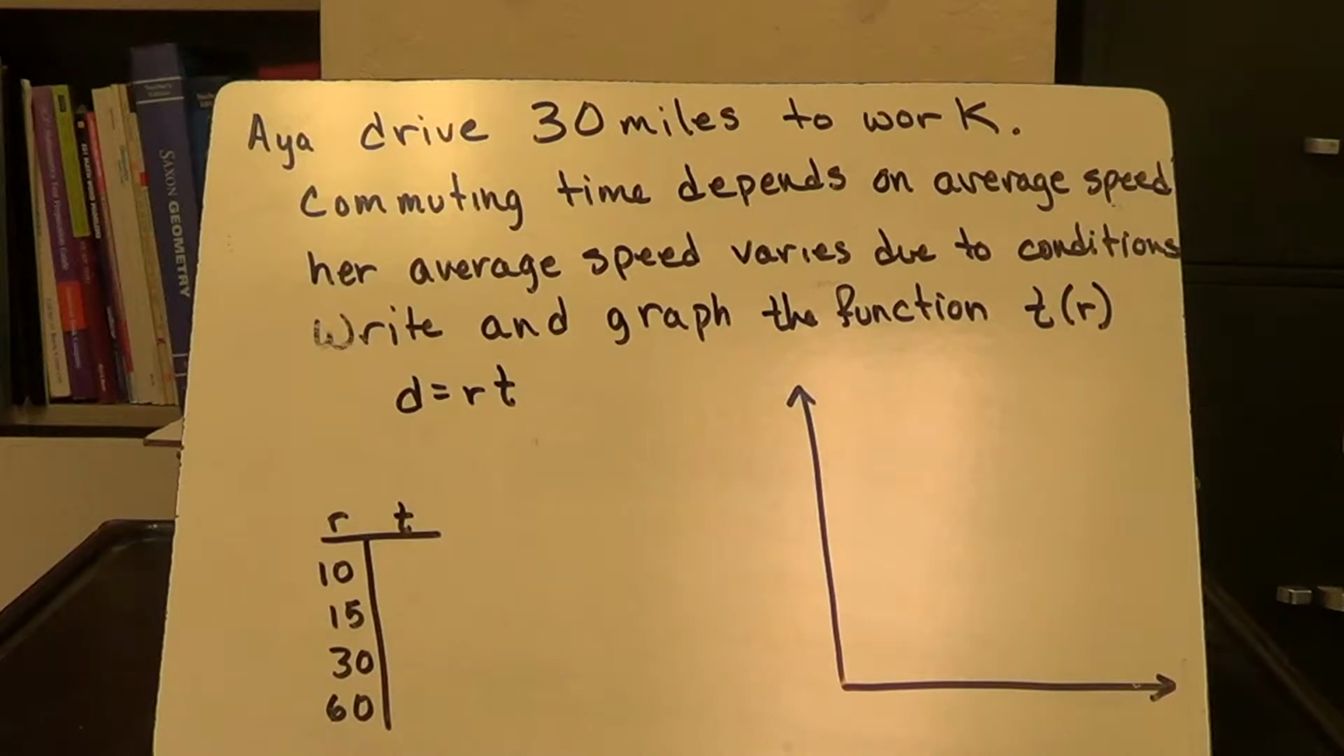Aya drives 30 miles to work. Commuting time depends on the average speed. Her average speed varies with conditions. Write and graph a function, T of r.